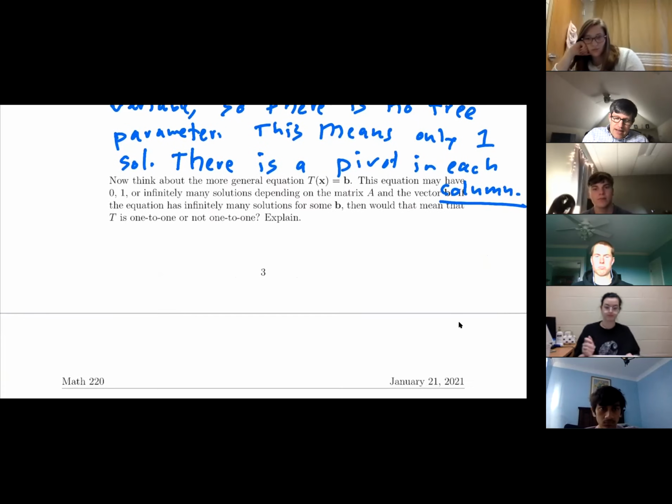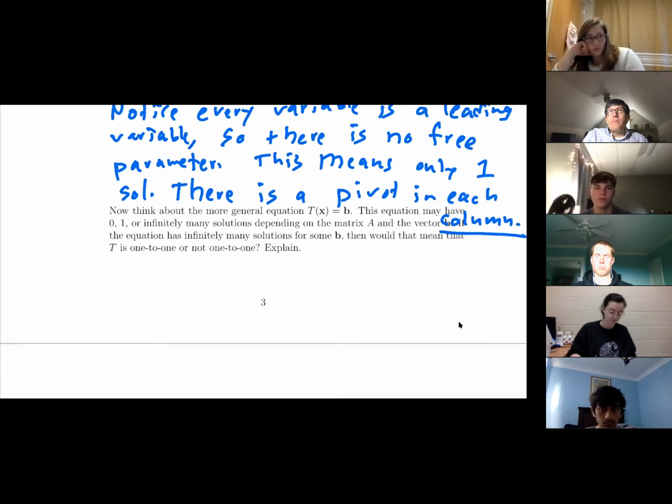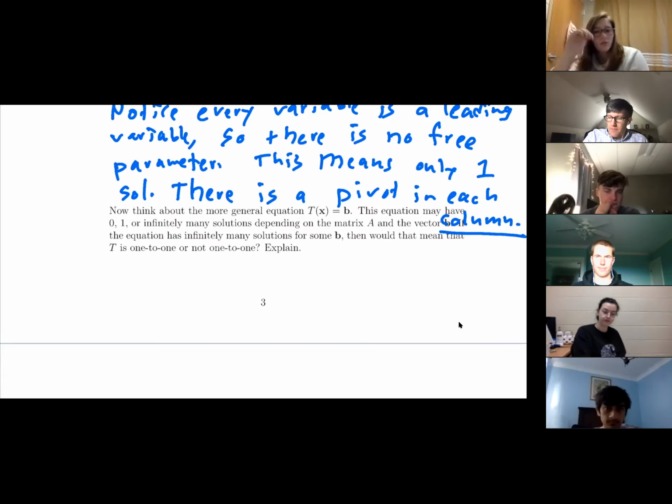All right. It says, now think about the more general equation, T of x is equal to b. Right? Not just 0, but b. This equation may have 0, 1, or infinitely many solutions depending upon the matrix A and the vector b. If the equation has infinitely many solutions for some b, then would that mean that T is 1-to-1 or not 1-to-1? Explain. What do we think? If there's infinitely many solutions for one b, does it mean that it's 1-to-1 or not 1-to-1? Not 1-to-1. Why do you say not 1-to-1, Emery?